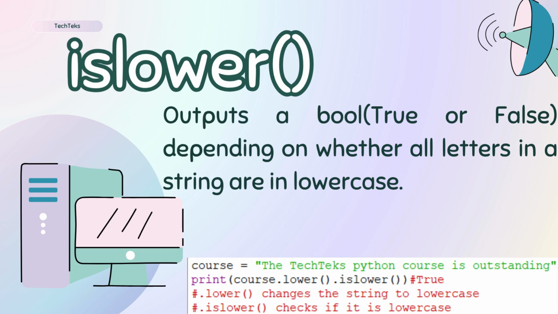Next up, we have islower, and this is very simple. All it does is output a bool, which is true or false, depending on whether all letters in the string are in lowercase. So if you're not sure, but you want the letters in the string to be lowercase, then just put the name of the variable dot lower, which changes it to lowercase first, and then dot islower, which confirms that it is lowercase.